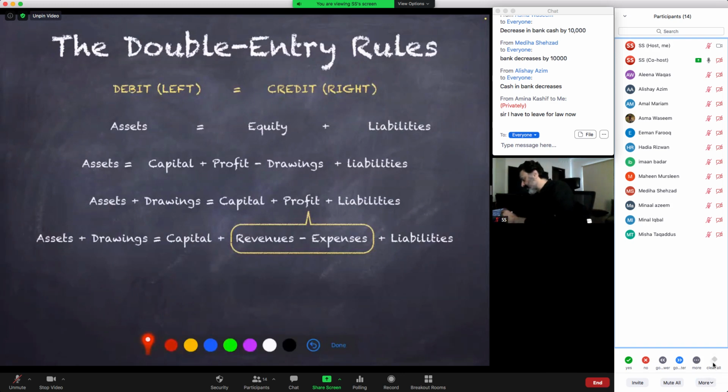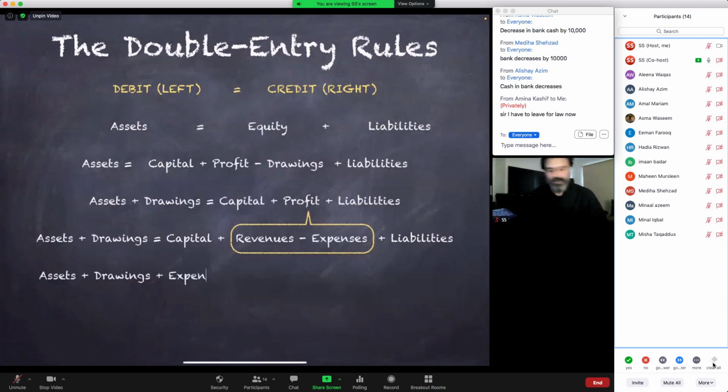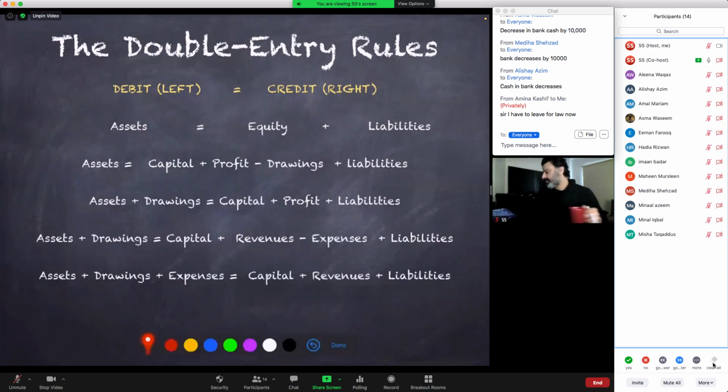So now we have another negative element here. So we don't like negative elements in our accounting equation. So how are we going to get rid of these expenses? This is going to go to the other side of the equality as well. So we will move expenses to the other side of the equation, left side of the equation now, and our accounting equation's final shape will look like this. So assets plus drawings plus expenses are always going to be equal to capital plus revenues plus liabilities. Revenues is incomes here, right? We understand the final state of our accounting equation here?